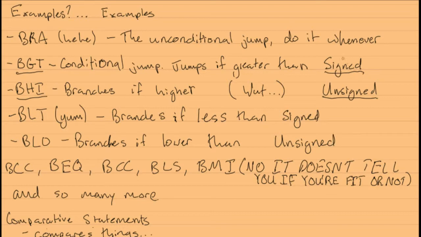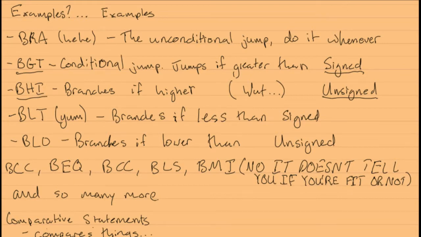So you have to understand what signed and unsigned numbers are, and then you'll know exactly when to use these different types of branching. Those are just a few examples of branches, and there's actually so many more. I just listed 5 of them here, but there's a lot more than that, and they're very useful conditional statements, and I encourage you to look at all of them.